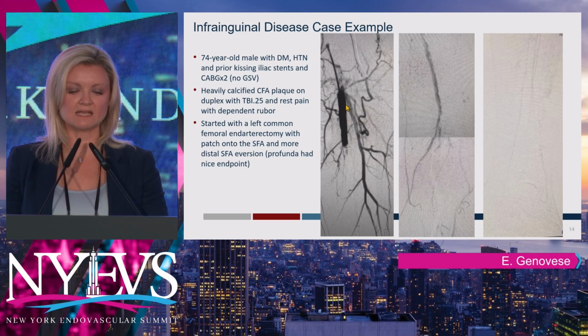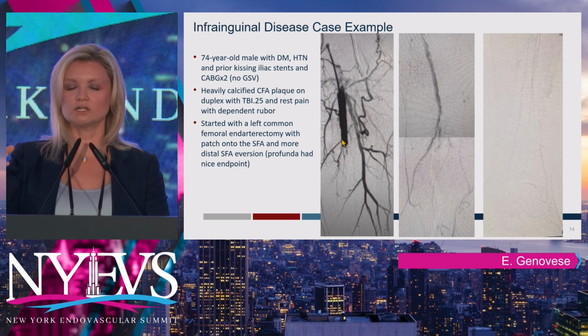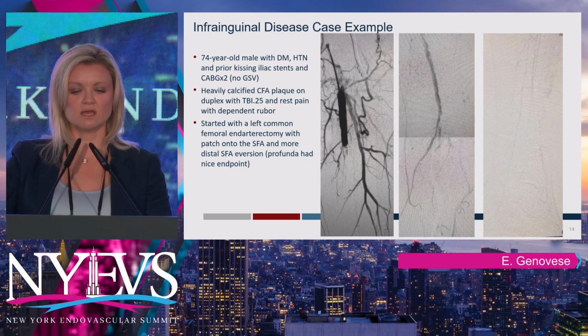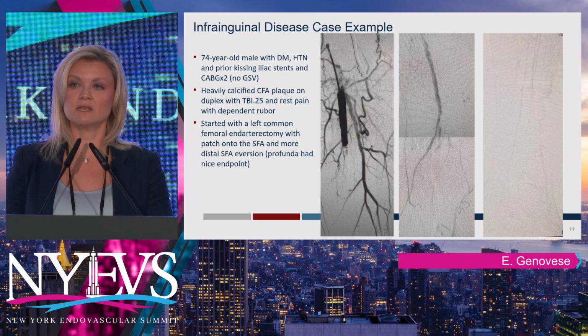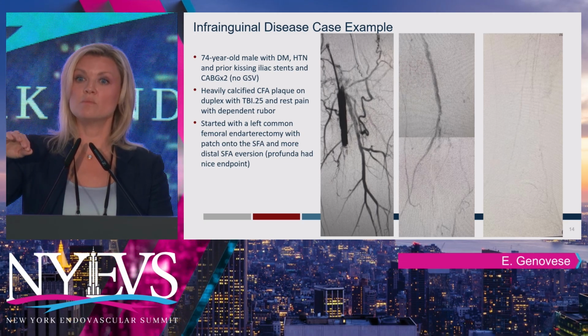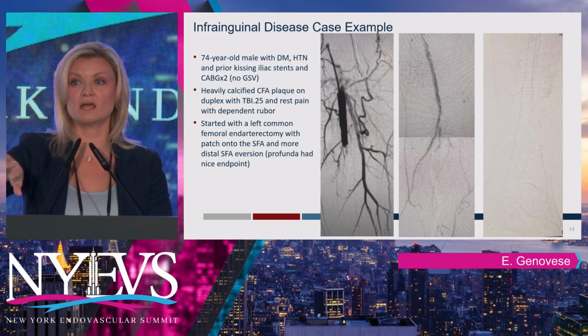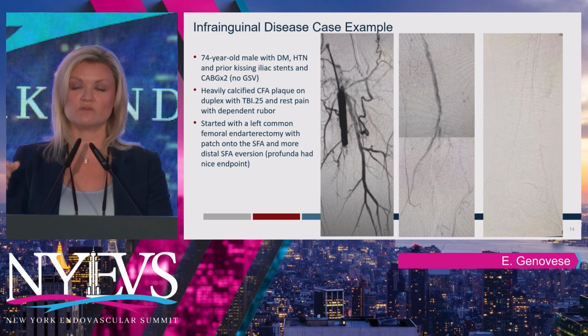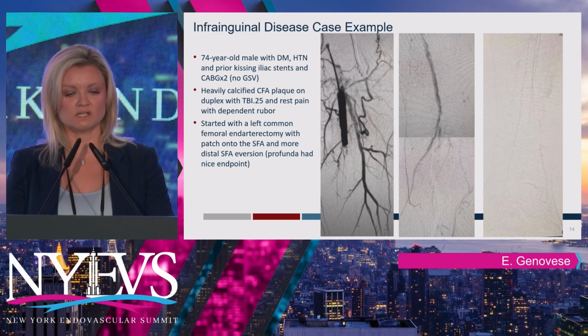You get this stagnant column of contrast. It'll backfill into your profunda, and you're hitting this occluded period. Now, what you can do in this situation is, not only can you take your patch onto the SFA, but you can even extend your endarterectomy more by everting and pulling out that plaque. So you have a nice runway to do your intervention.